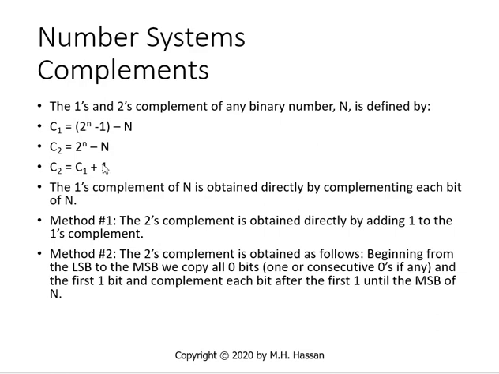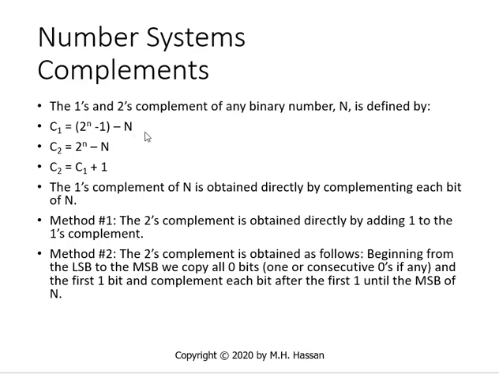How do we obtain the 1's complement directly from the number? From any given number, the 1's complement of n is obtained directly by complementing each bit of n. So the 0 will become 1, and the 1 becomes 0. And this would be equivalent to this equation, which is 2 to the small n, minus 1 between parentheses, minus capital N. So this will be equivalent to this equation precisely. Every bit of n we complement, we will get basically the 1's complement.